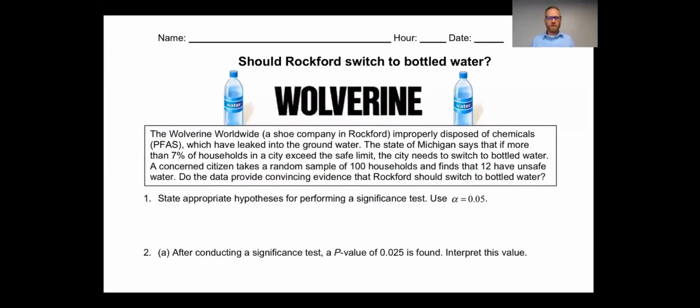So it says here, the Wolverine Worldwide, a shoe company in Rockford, improperly disposed of chemicals, PFAS, which have leaked into the groundwater. The state of Michigan says that if more than 7% of households in a city exceed the safe limit, the city needs to switch to bottled water. A concerned citizen takes a random sample of 100 households and finds that 12 have unsafe water. Do the data provide convincing evidence that Rockford should switch to bottled water?